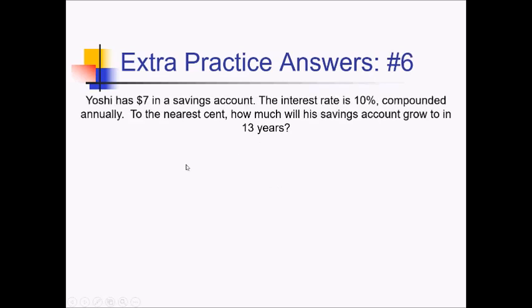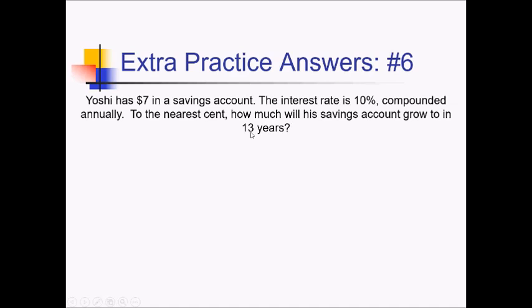There we go. On this problem, we have Yoshi with $7 in a savings account. I'm not even sure if they let you open one with only $7, but hey, let's allow it. The interest rate is 10%, compounded annually. To the nearest cent, how much will his account grow to in 13 years?